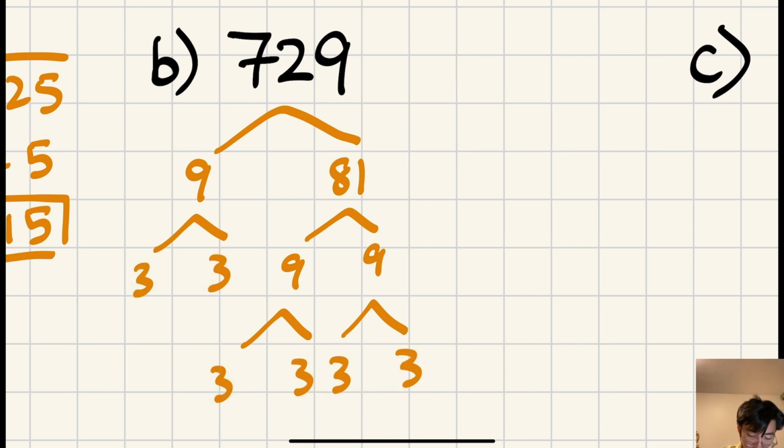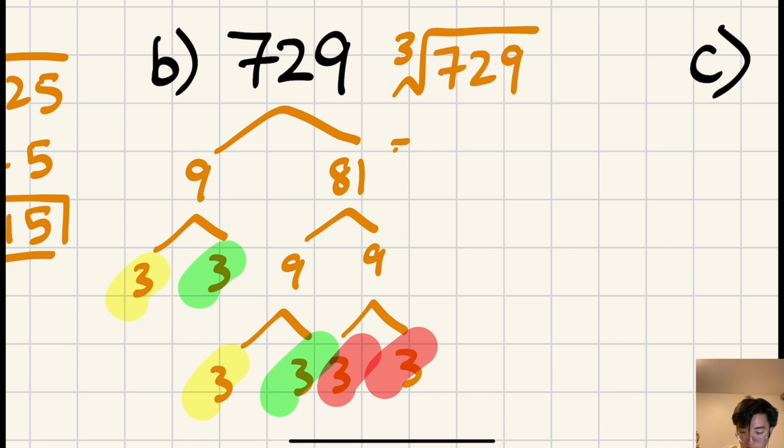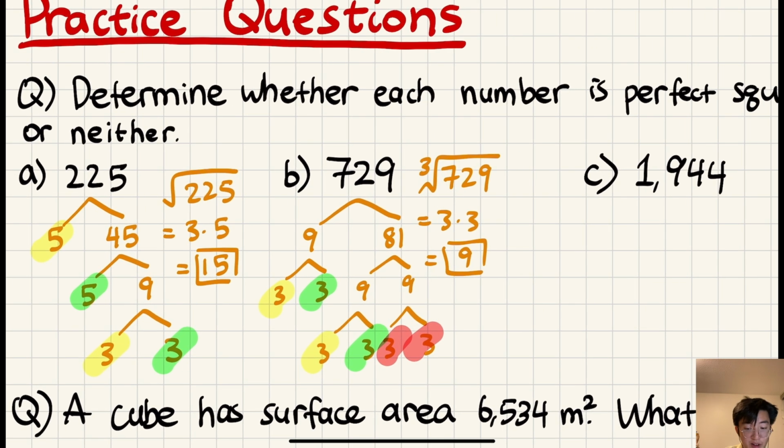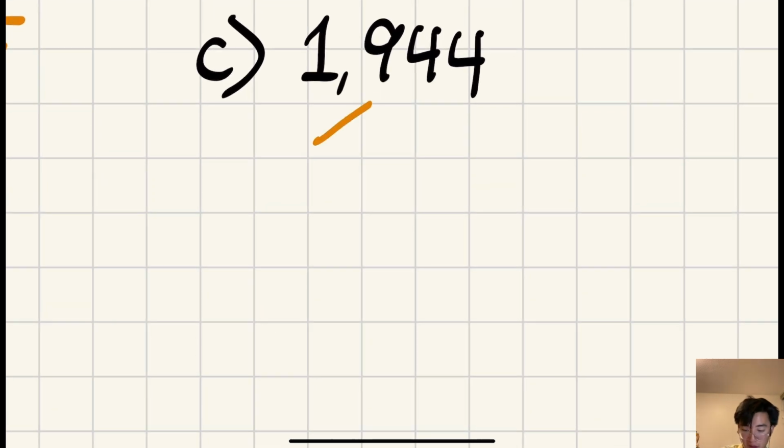However, what we can also do is divide them up into 3 different groups. So we can have 1, 3 here, 1, 3 here, 1, 3 here, 1, 3 here, 1, 3 here, 1, 3 here. So we can have 3 groups of 2 3s, which means that the cube root of 729 is just 3 times 3, giving us 9. So 729 is both a perfect cube and a perfect square. Pretty cool stuff.